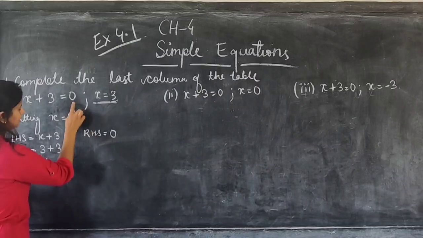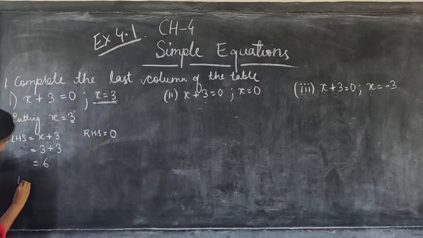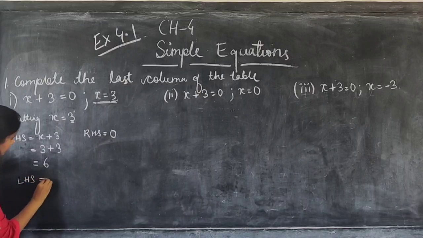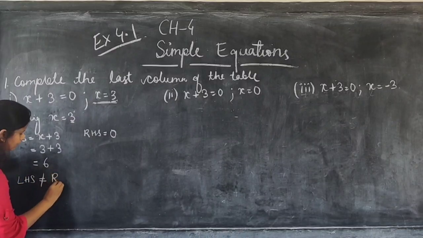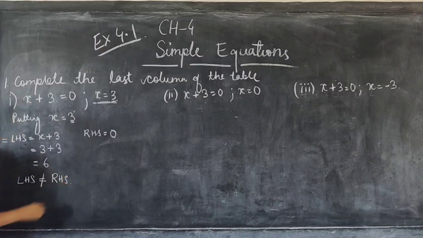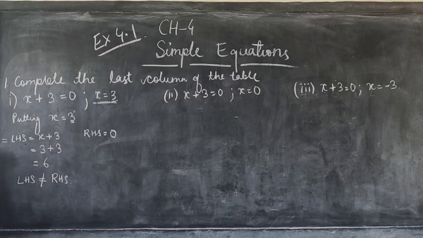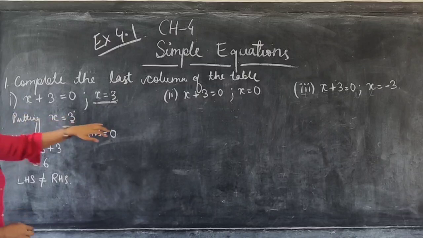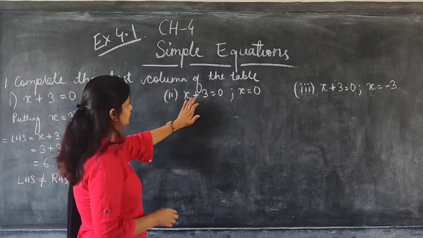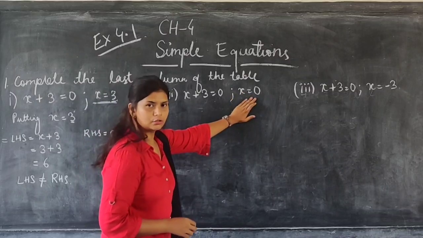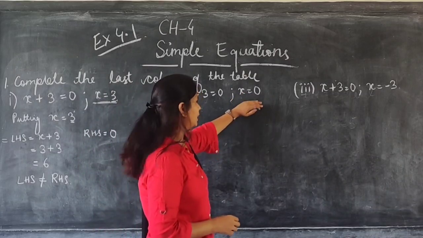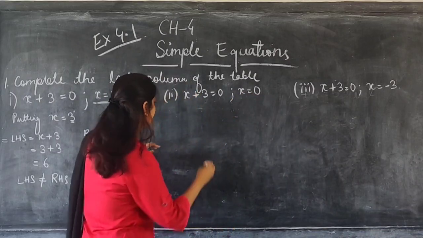And your right hand side is 0. So your left hand side is not equal to your right hand side. This is the not equals to sign. So in the last column what will you write? You will write no. It does not satisfy. Now see question number 2. X plus 3 equals 0. X equals 0. So what is the value of x? The value of x is 0.